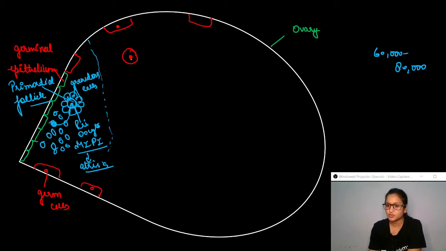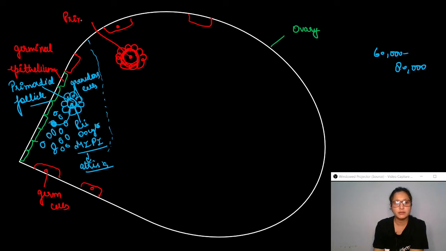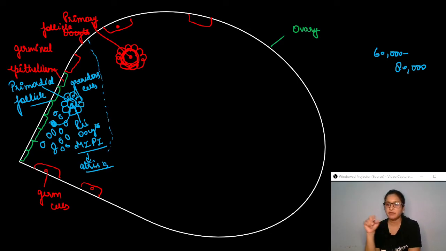This is a primary oocyte only. It grows in size, surrounded by a single layer of granulosa cells. Now we call this a primary follicle, which has a primary oocyte inside surrounded by granulosa cells. Now this primary follicle changes into the secondary follicle.